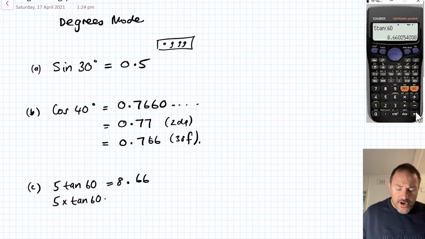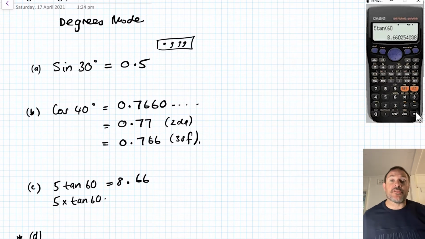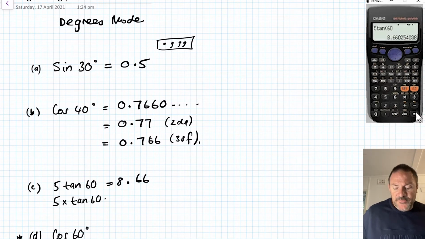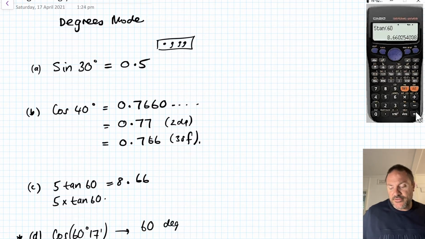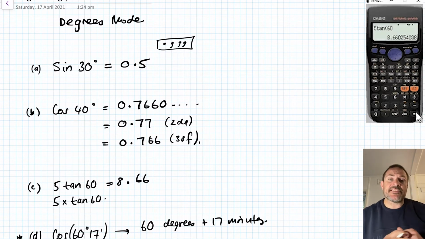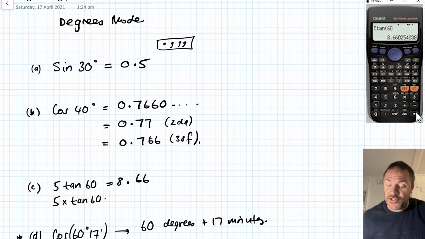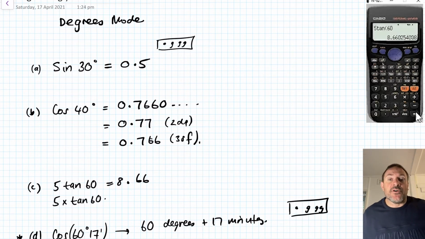Now, I'm going to put a little asterisk here. For the 5.3 boys, you might get a question that looks like this: cos 60 degrees and 17 minutes. This means 60 degrees and 17 minutes. When we look at degrees, they can be split up. You can have decimals like 17.5 degrees, but certainly they can be split up into degrees, minutes, and seconds. You might remember back in year 7 when doing time questions that we were able to use that little degrees button, that little bubble button, for time. That's because degrees, minutes, and seconds all relate.